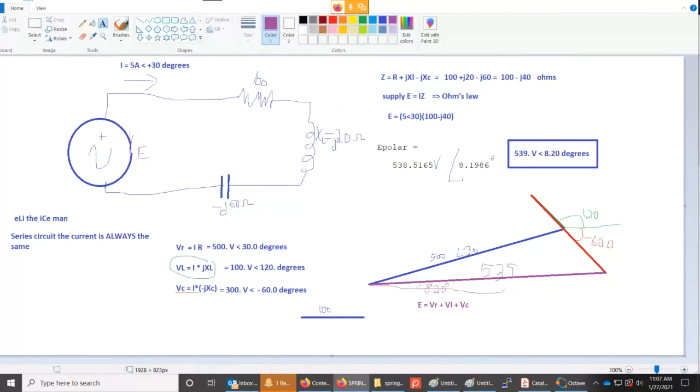Wait, got a question here. If the sine wave starts at 0, does that mean the phase angle is at 0? Yes, that's correct. If your sine wave is crossing 0 and going positive at time t equals 0, then your phase angle is 0. That is correct, yes.